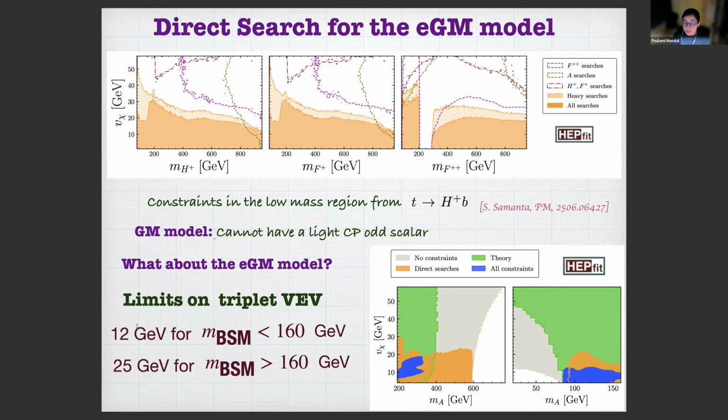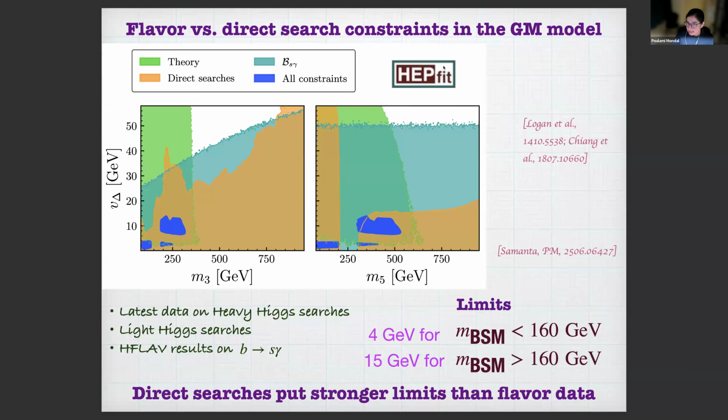You can also see that the limits on the triplet VEV are not dependent on the 95 GeV; this is coming completely from the direct search limit and the flavor constraint. So the combined constraints put on the triplet VEVs are robust and not dependent on the 95 GeV. This is the result: 12 GeV for low masses and 25 GeV when you go to higher masses. And similarly, we look into flavor versus direct search.